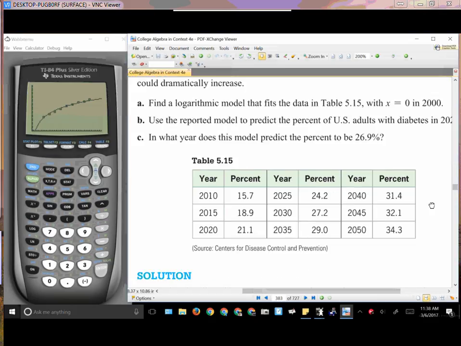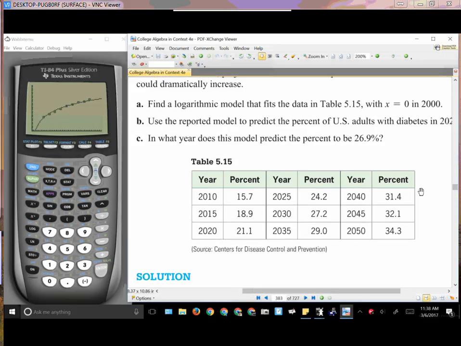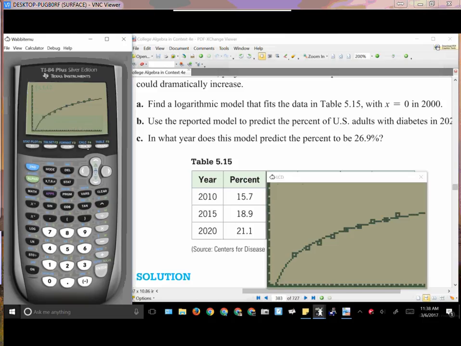So if we had to answer some questions here, in what year does this model predict to be at 26.9%? Again, there's a couple ways we can do this. We can just hit the trace, run through this and see if we can come up with y equal to 26.9. Now if I put in 29, I end up with 26.9. So in 2029, that's when it should hit 26.9%, right?